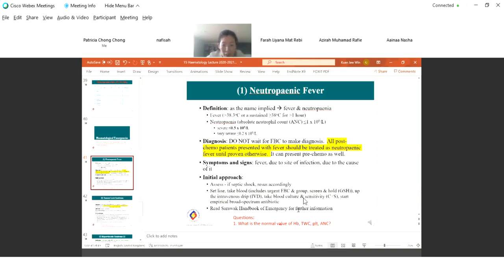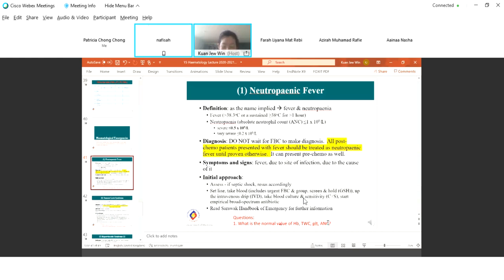And for platelet, it is 150 to 400 times 10 to the power of 9 per liter. And ANC is 1.5 to 8.